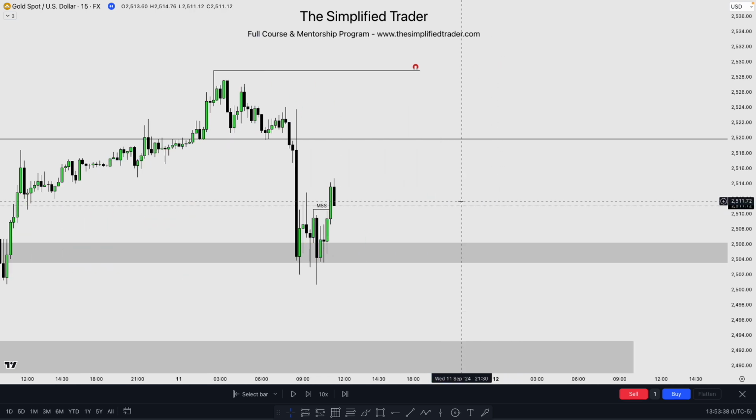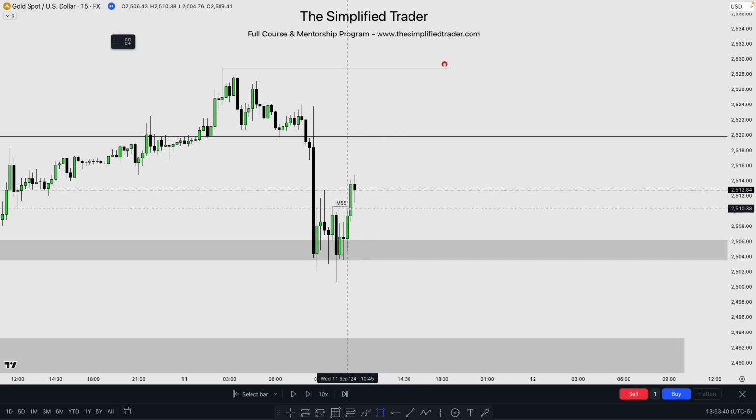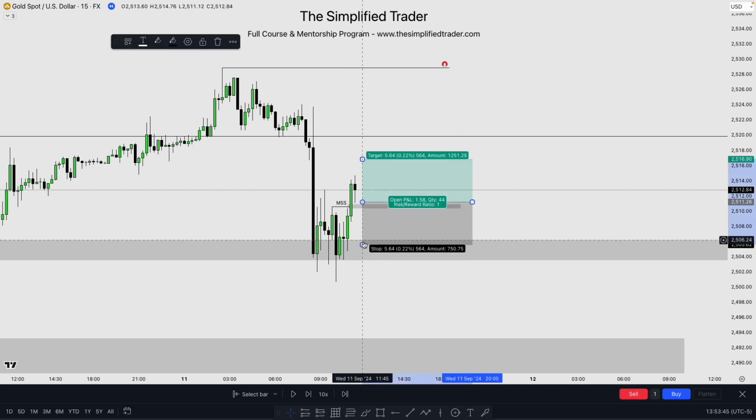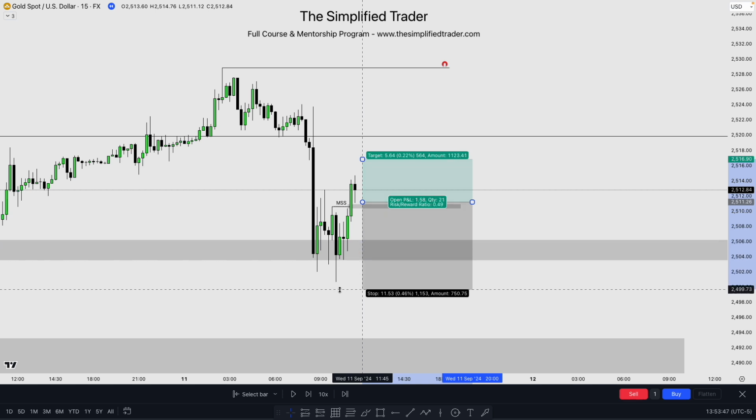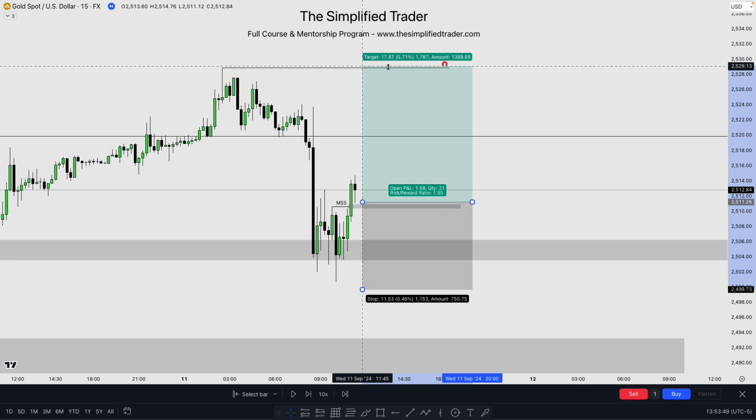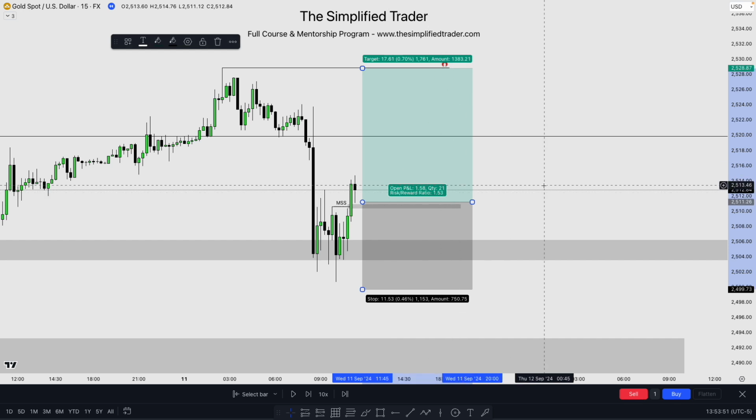Now we don't have a fair value gap. Here we have a fair value gap that forms. So we can take our entry on the retest of this fair value gap. Stop loss goes below the low. And you can target this, but look at the reward to risk.